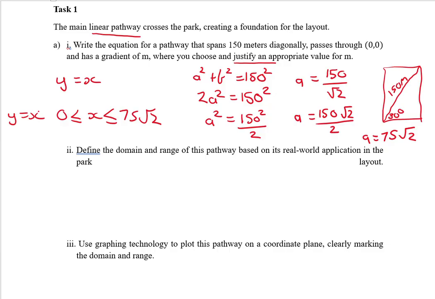Now, one of the things we need to be thinking about is that we're talking about measurement, we're talking about length. So that means we are staying in the positive area. A lot of the mistakes I saw were people going into the negative area. So that part there was worth 2 marks.